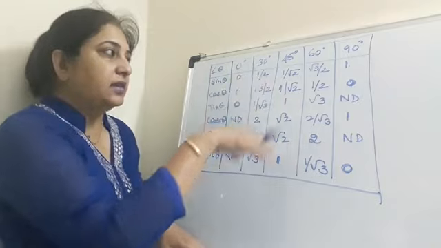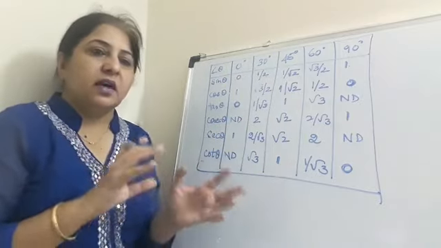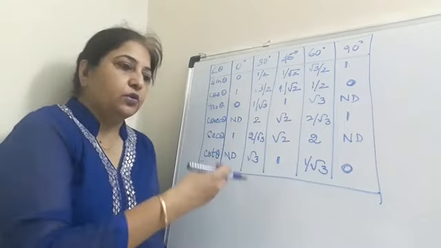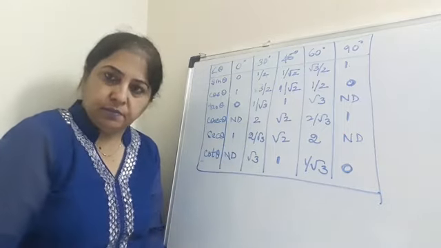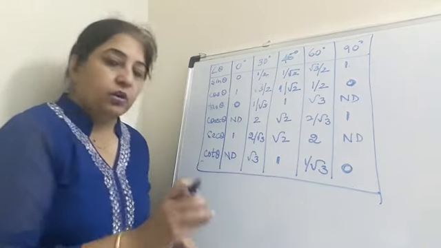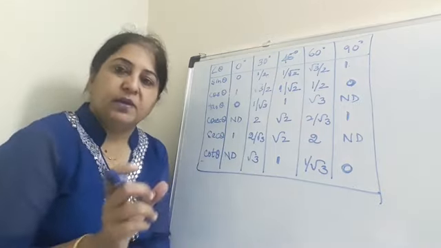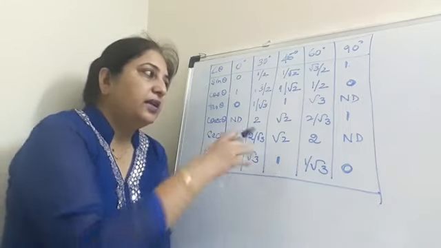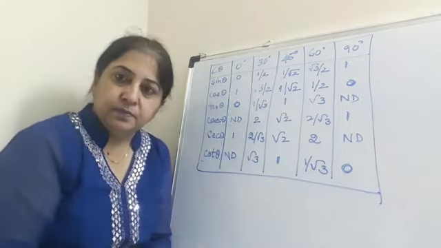So you have to learn this complete table. When you are thorough with these values and when the question comes, it will be easy for you to quickly substitute and find the answers, right? So this is the trigonometric ratio value table for the specific angles. Now I will explain how these values are derived.